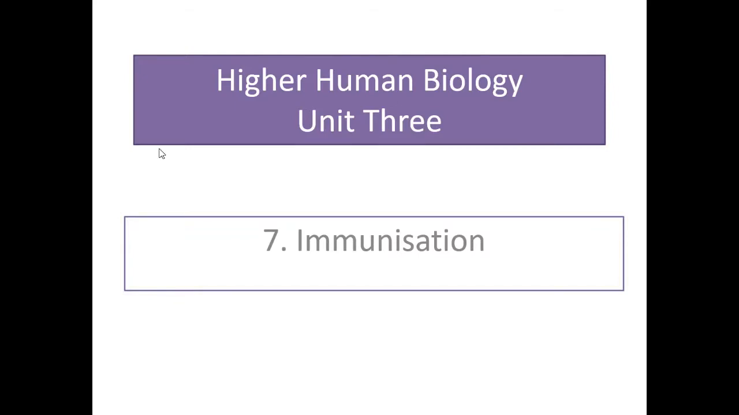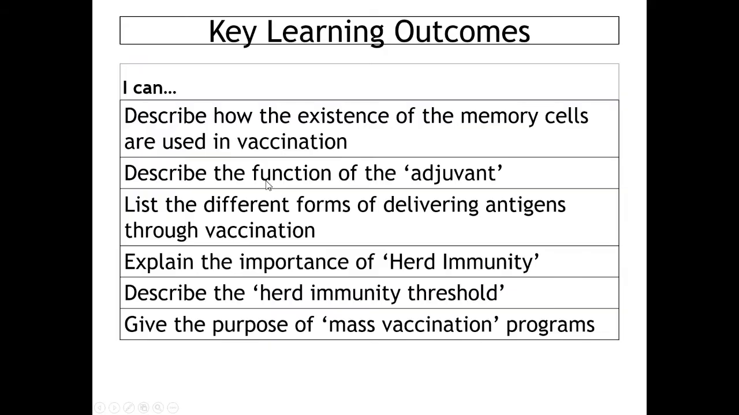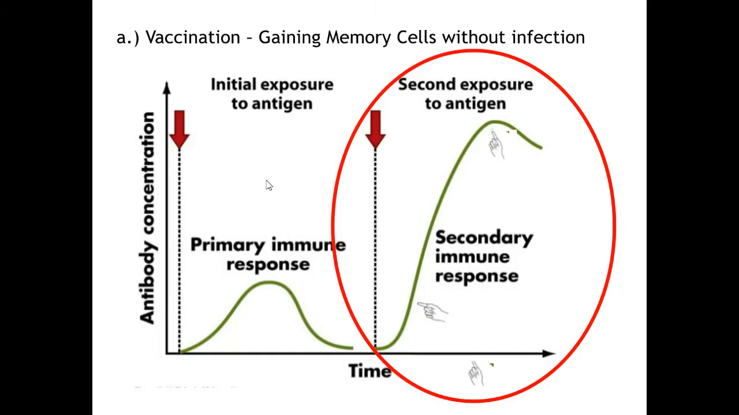This video covers Higher Human Biology Unit 3, specifically Key Area 7, Immunisation. It looks at the key learning outcomes of being able to describe how the existence of memory cells is used in vaccination, describing the function of the adjuvant, listing the different forms of delivering antigens through vaccination, explaining the importance of herd immunity, describing the herd immunity threshold, and giving the purpose of mass vaccination programs.